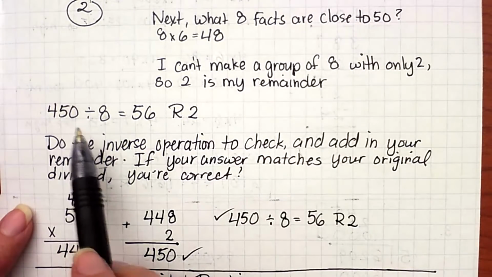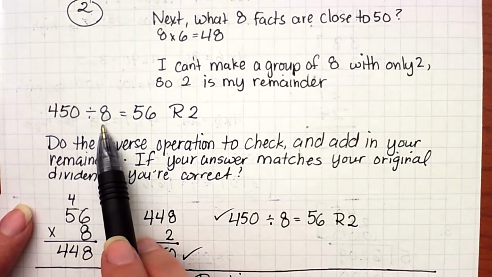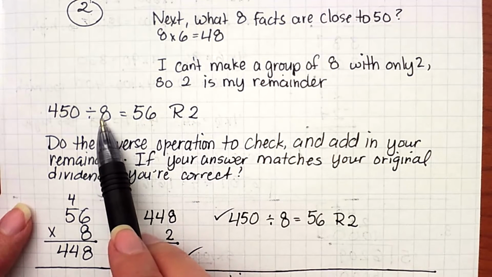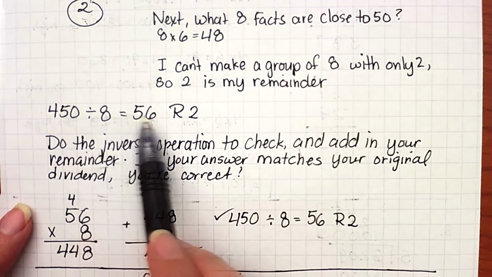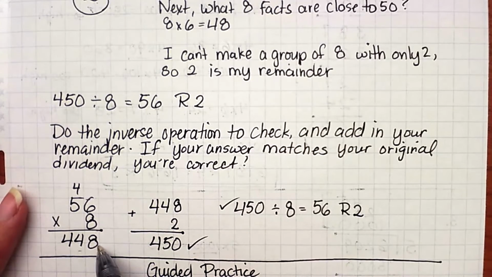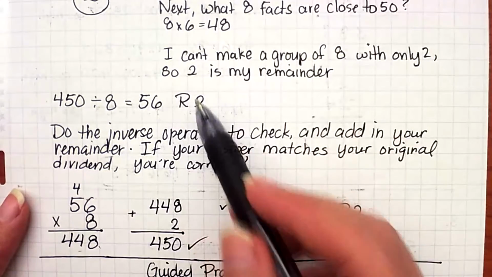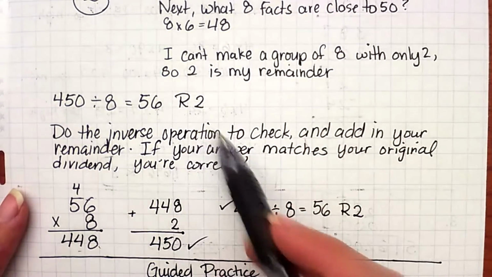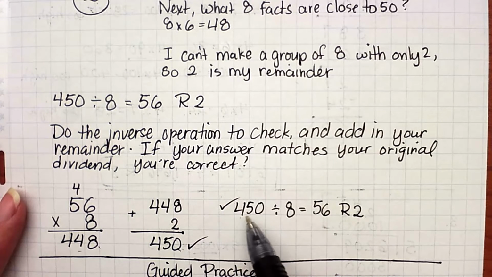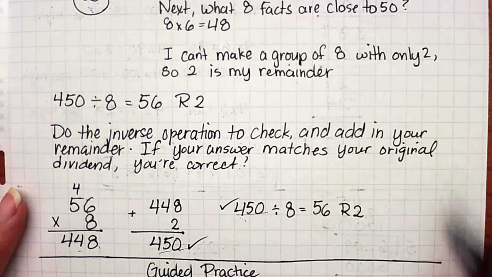So if we said 450 divided by 8 is 56 with a remainder of 2, let's do 56 times 8 and see if it'll get us to 450. 56 times 8 gave me 448. 448 plus that 2 remainder, because we need to add the remainder back in, gave me 450. So my product here is equal to my dividend in my original equation. If our numbers are the same and they match, then I know my work is done correctly.